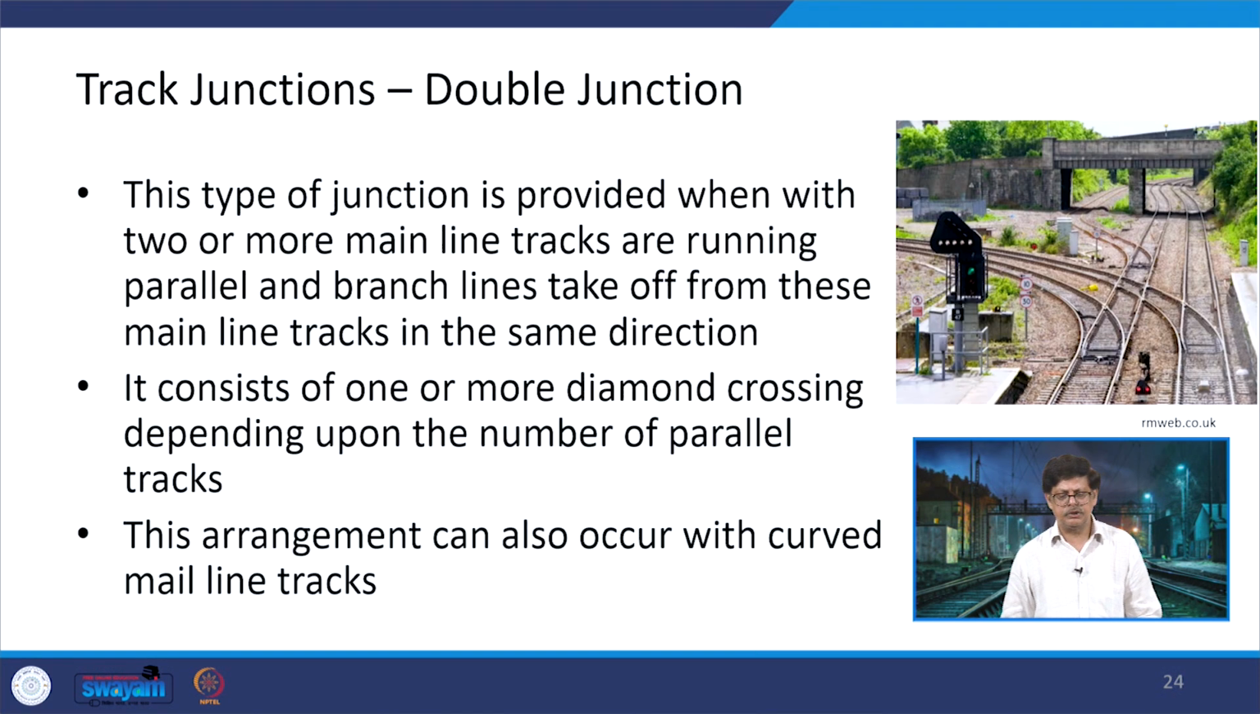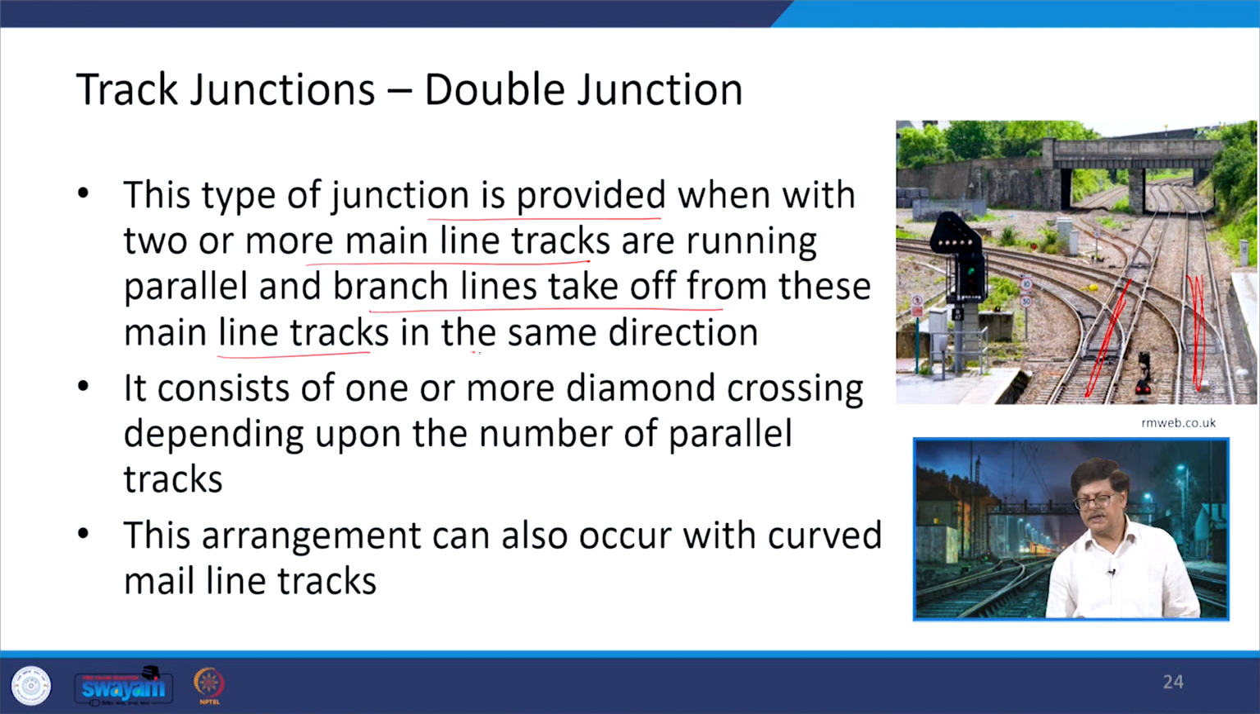Now, let us talk about the double junction. A double junction is a type of junction provided when there are two or more mainline tracks running parallel. Here you can see in this photograph, there is one track here, there is another track here, they are the two parallel tracks, and the branch lines take off from these mainline tracks in the same direction. So, a branch line is coming here and then there is a branch line coming on the other side. So, this is a double junction case.